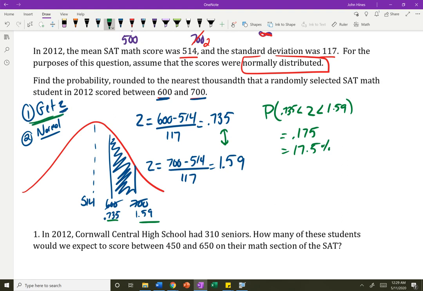Get z-scores, and then use the normal CDF button to find the probability. 17.5% are between 600 and 700.